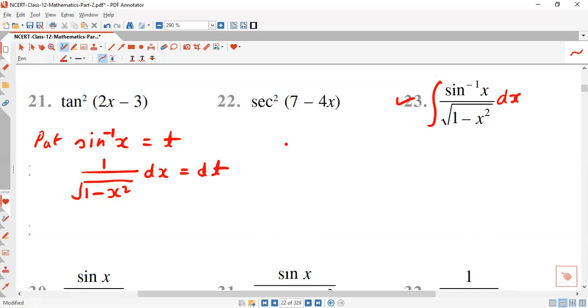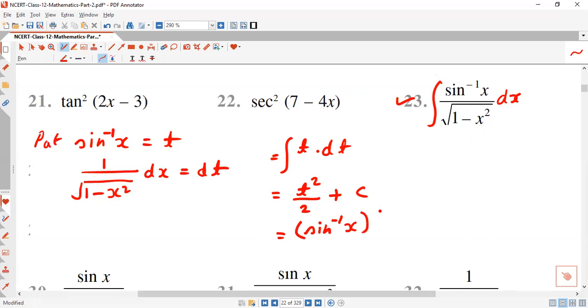So the integration becomes: sine inverse x becomes t, and dx upon this part becomes dt. Taking integration, you are getting t square by 2 plus some constant c. Put the value of t: sine inverse x whole square by 2 plus some constant c. This will be the answer.